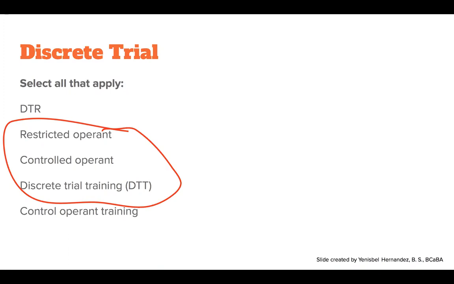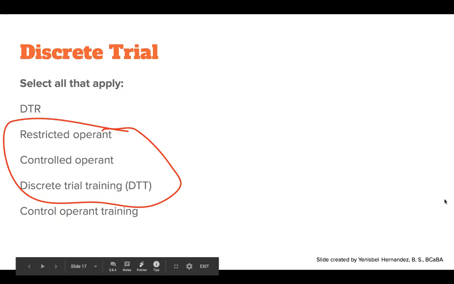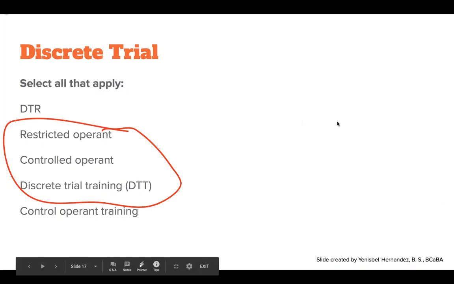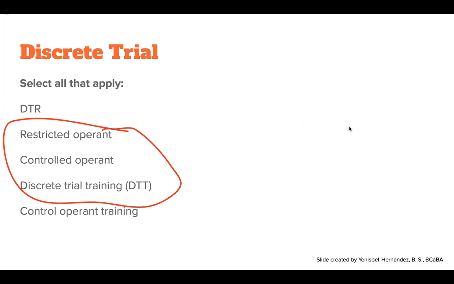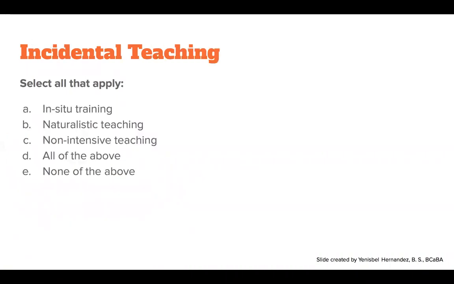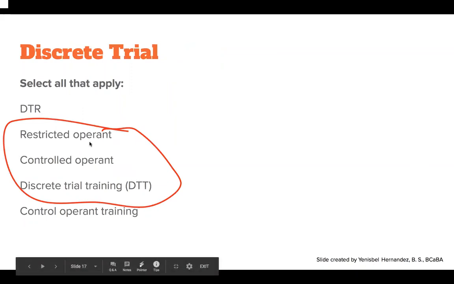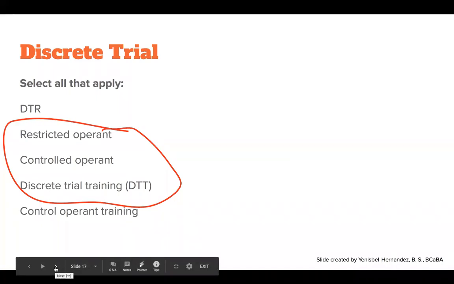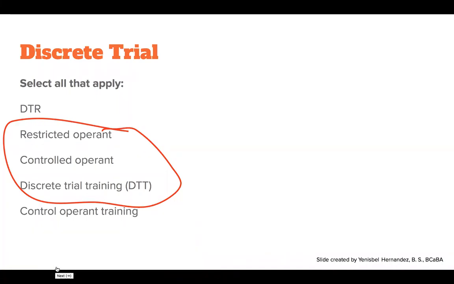I'm a little confused here because the discrete trial is the whole procedure. But when I say discrete trial training, I'm a little bit confused how discrete trial is the procedure itself, not the training. Why would I consider discrete trial training as an AKA for it? That's a good question, but that's the way I found it in the book. We should double check that one. But they're all words that are similar or the same to each other.